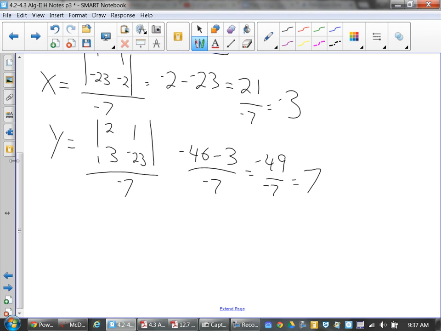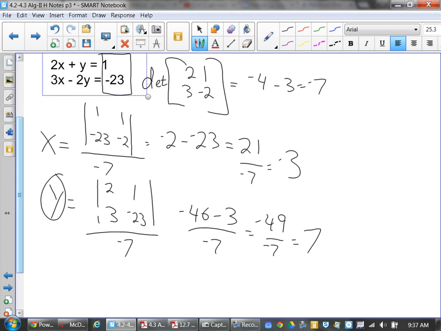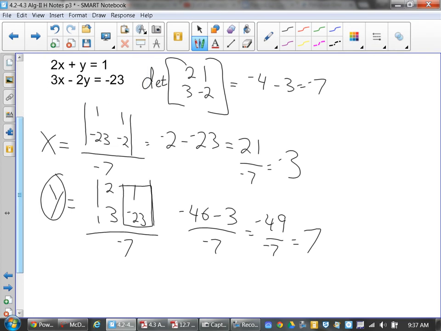What I'm doing here, since I'm solving for the y variable, I take the solution column, that 1 and negative 23, and I'm putting it in for the y values. I'm keeping the original x values from the original matrix there. The solutions are the only things that move. They replace x's when you're solving for x. They replace y's when you're solving for y. They'll replace z's when you're solving for z, and w's if you're solving for w. You can have multiple columns by doing all these determinants. It's a real fast way to solve systems.